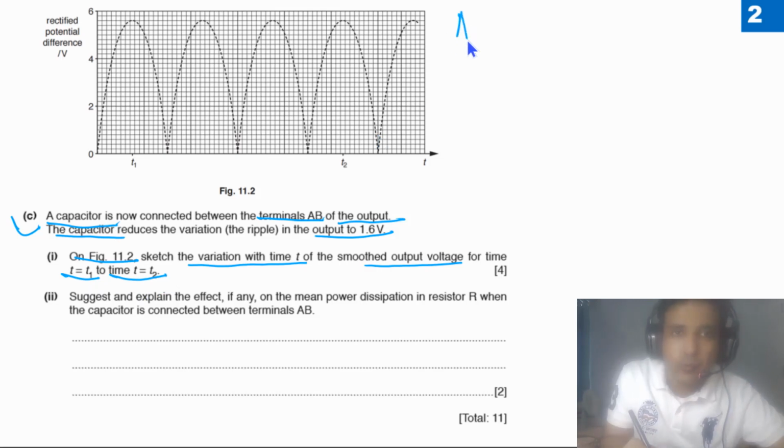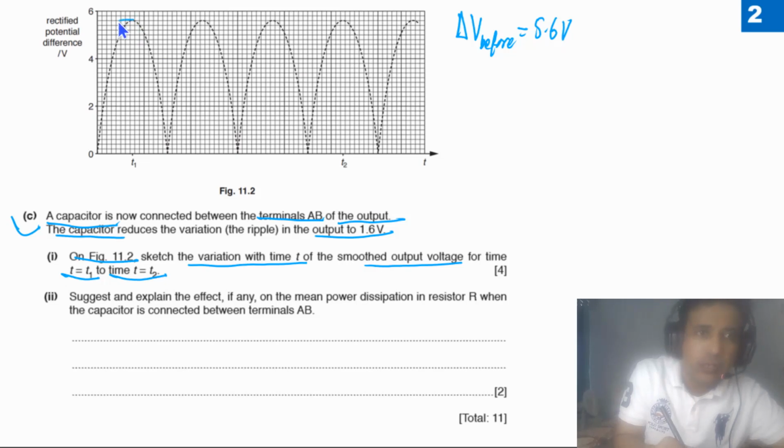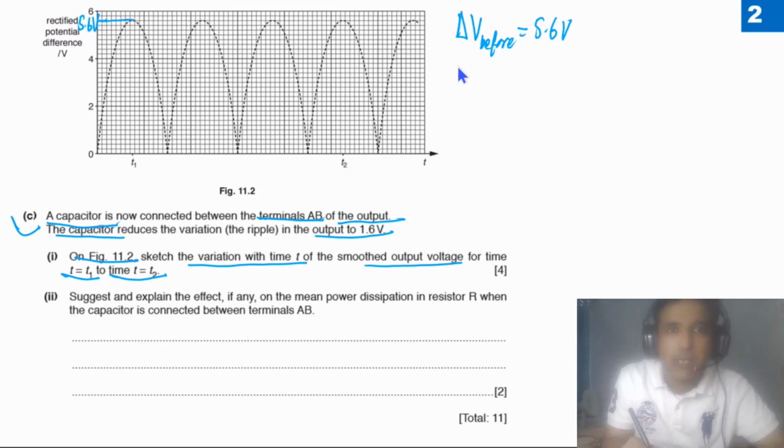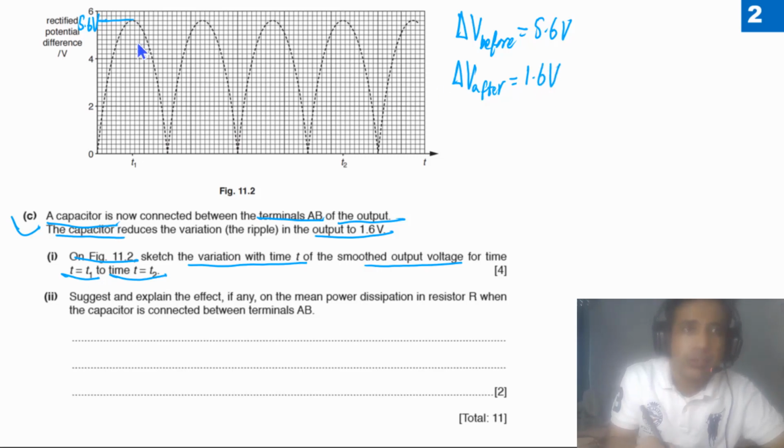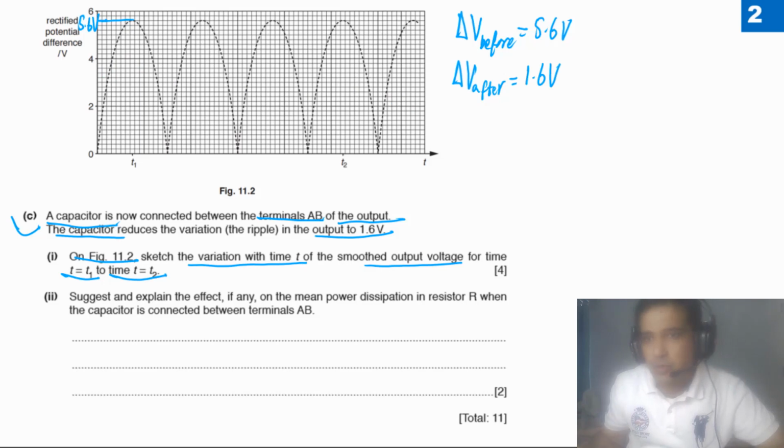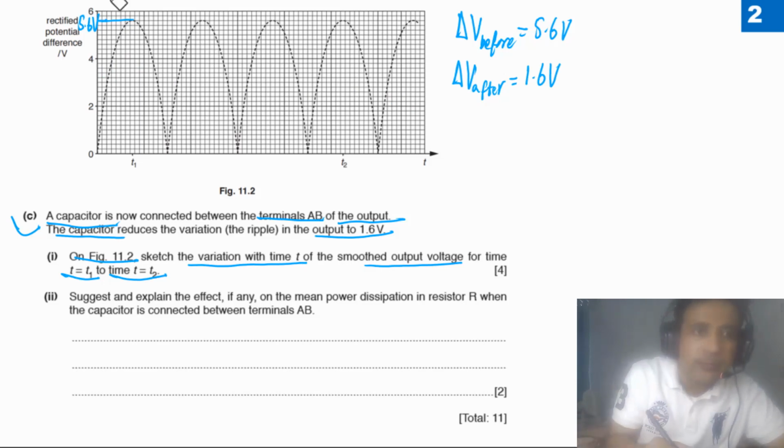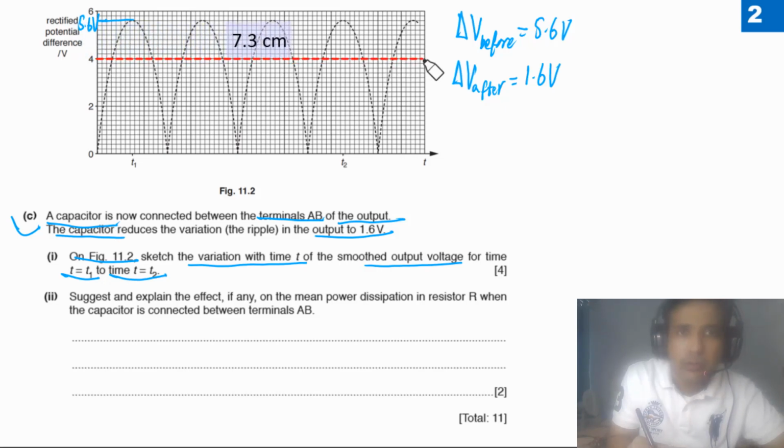First of all, before connecting capacitor, the variation in PD across a resistor is equal to 5.6 volts. Actually, if we draw the line here, we can see this is equal to 5.6 volts. And after connecting capacitor, we can say delta V, the variation in PD, after connecting capacitor, this is only 1.6 volts. So it means that we can draw a line. 1.6 means 5.6 minus 4. So we can draw one dotted line here.